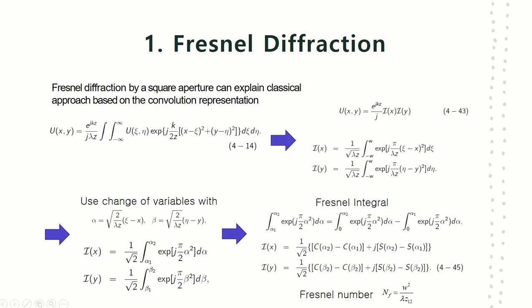And there is the Fresnel number, represented by w squared over lambda z. The Fresnel number represents the type of diffraction. If the Fresnel number is bigger than 1, that diffraction could be Fresnel diffraction, and if the Fresnel number is smaller than 1, that diffraction could be Fraunhofer diffraction. This is the classical approach of the Fresnel diffraction integral.